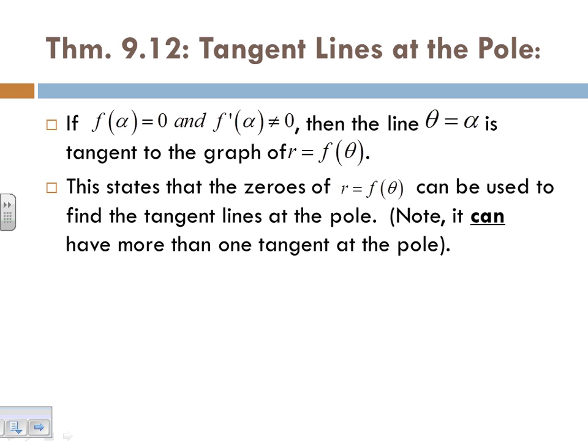Then you go and you find r prime. This is the only time when you're going to do r prime. Does that tell you slope? No. But if we find r prime and you plug those values into it, they cannot equal 0. If they equal 0, they're not tangents at the pole. If they don't equal 0, they are tangents at the pole. Okay? All right.